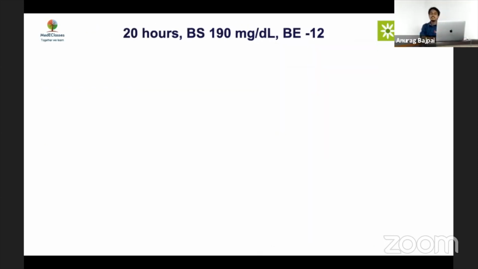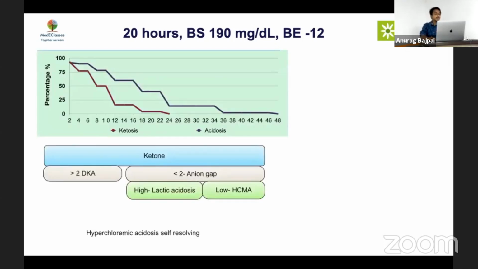So the same patient, again at 20 hours, happened to have a blood sugar of 190 milligrams per deciliter. The base excess was -12 at this point of time. So what do you think, Hemang, is happening here? He's at 20 hours, which is very, very far. Still there is acidosis. Should we continue treatment? Sugars are normal, child is stable.